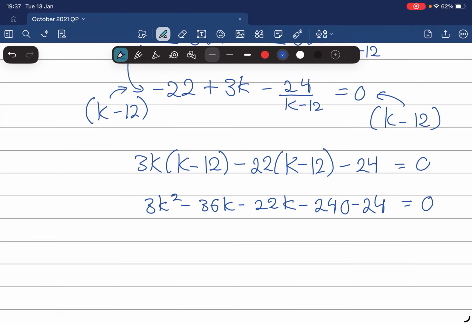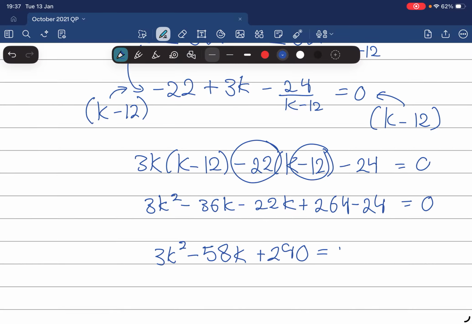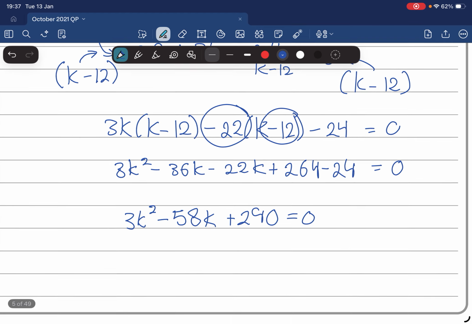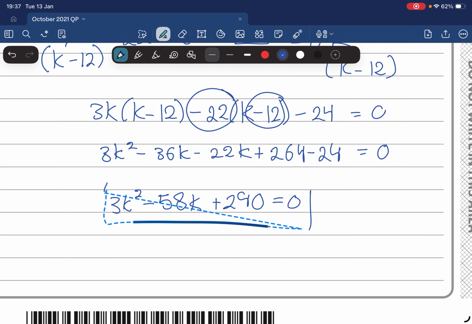And now we're left with 3k, if we tidy that up again, minus 58k. And then, sorry, this minus times this minus makes a positive, my bad. And then we do this is also 364. That then gives us plus 240. I do apologize, guys. And then there we go. That's our beautiful looking answer.